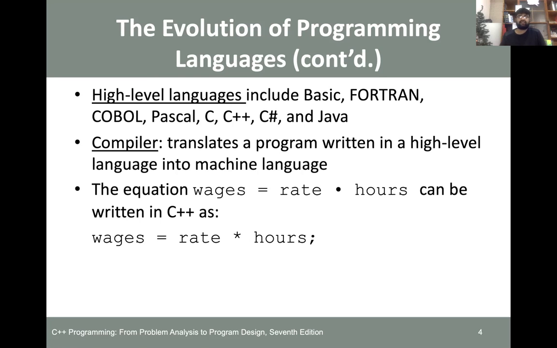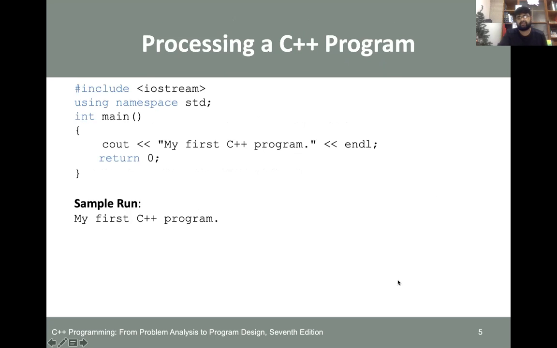So in that sense, the equation wages equals rate times hours can be written in C++ simply as wages = rate * hours, where wages, rate, and hours are variable names. What is a variable name? We'll discuss that in one of the next lectures.